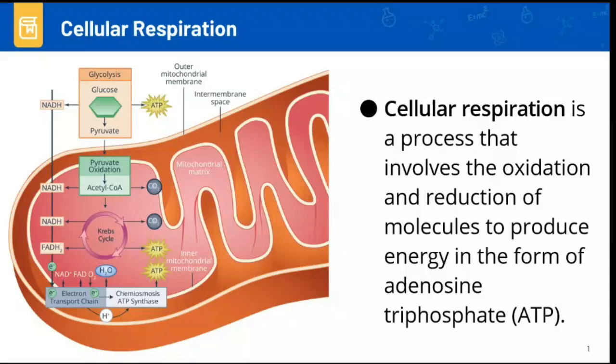Okay? So glucose is a high energy molecule that needs to be broken down through the process of your cellular respiration. Now, cellular respiration is a process that involves the oxidation and reduction of molecules to produce energy in the form of your adenosine triphosphate or your ATP. Now, oxidation is the process of losing electrons, while reduction is the process of gaining electrons. So cellular respiration uses oxygen molecules and releases carbon dioxide as one of its byproducts.